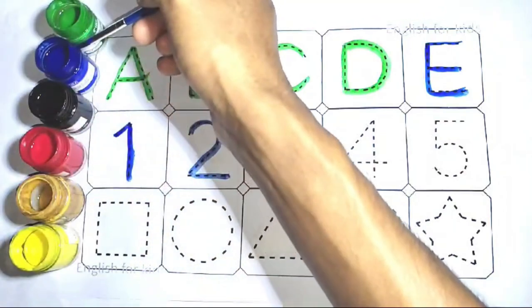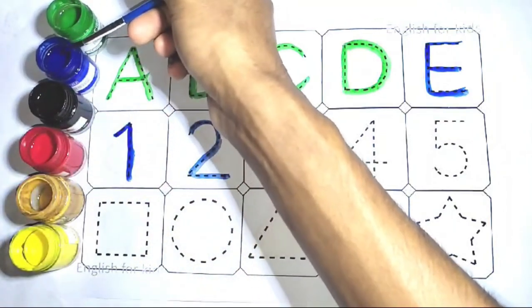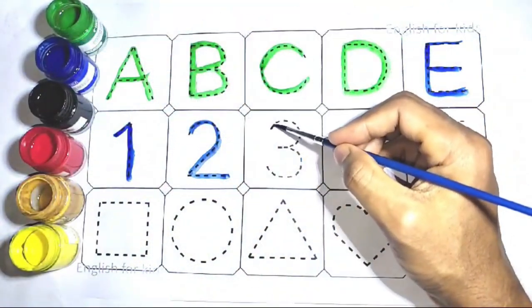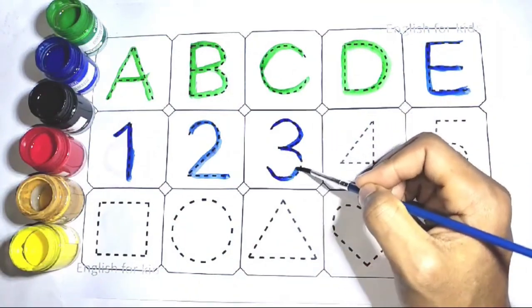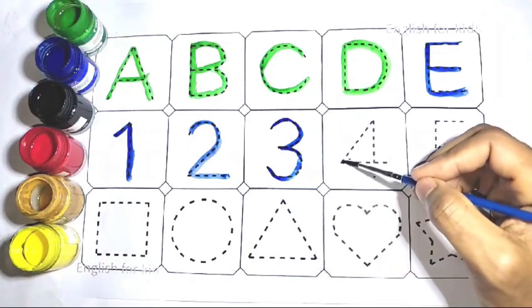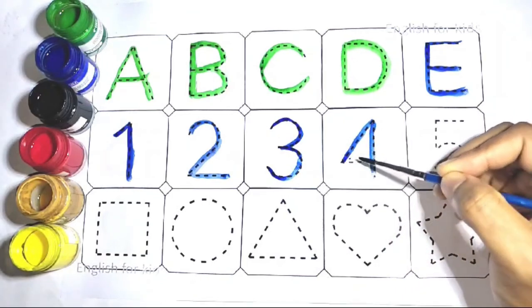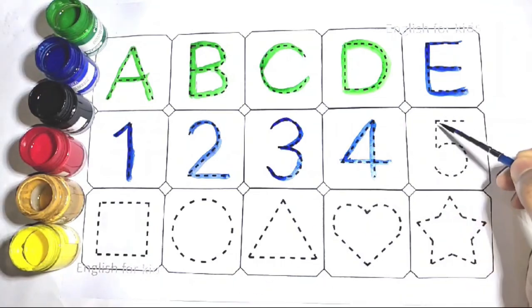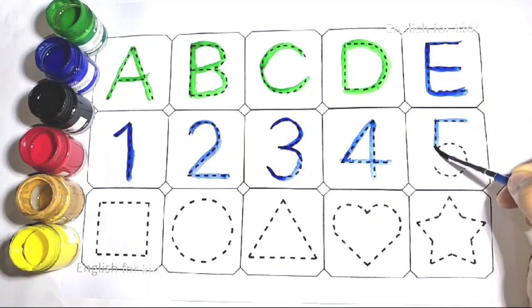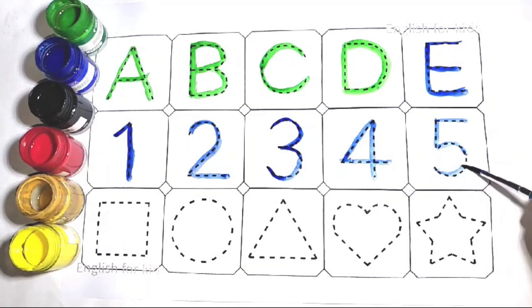We again use blue color. The next one is 4. Kids, now we draw the number of 5. The next one is 2D shapes.